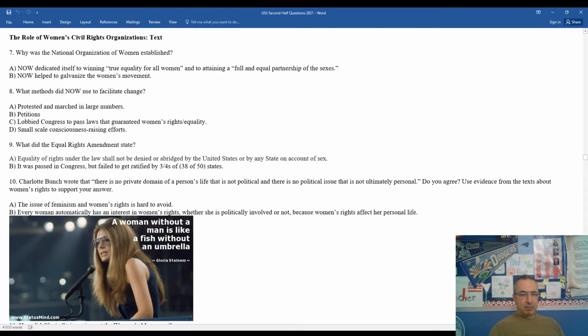Nine, what did the Equal Rights Amendment state? The equality of rights under the law shall not be denied or abridged by the United States or any state on the account of sex. It was passed in Congress but failed to get ratified by 3/4 of the states in the United States, which would have been 38 out of 50. So although the amendment passed scrutiny in the Congress, it did not meet the threshold of an amendment addition to the Constitution.